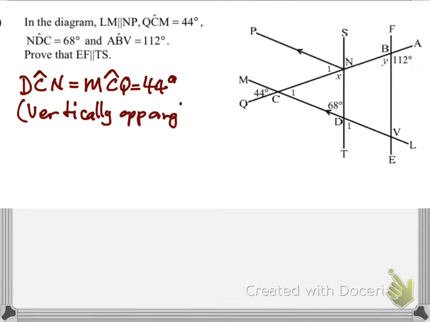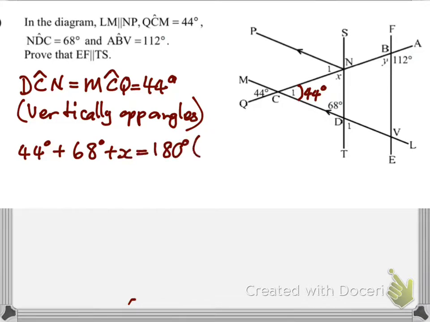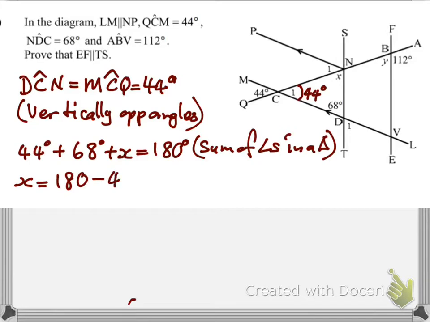Now I've got my triangle CDN. I can use that to find the value of X. So I'm going to say 44 degrees plus 68 degrees plus the angle X should be equal to 180 degrees. These are the sum of the interior angles of a triangle. Right, now I can solve for X. X will be 180 degrees minus 44 degrees minus 68 degrees. So X is 68 degrees.